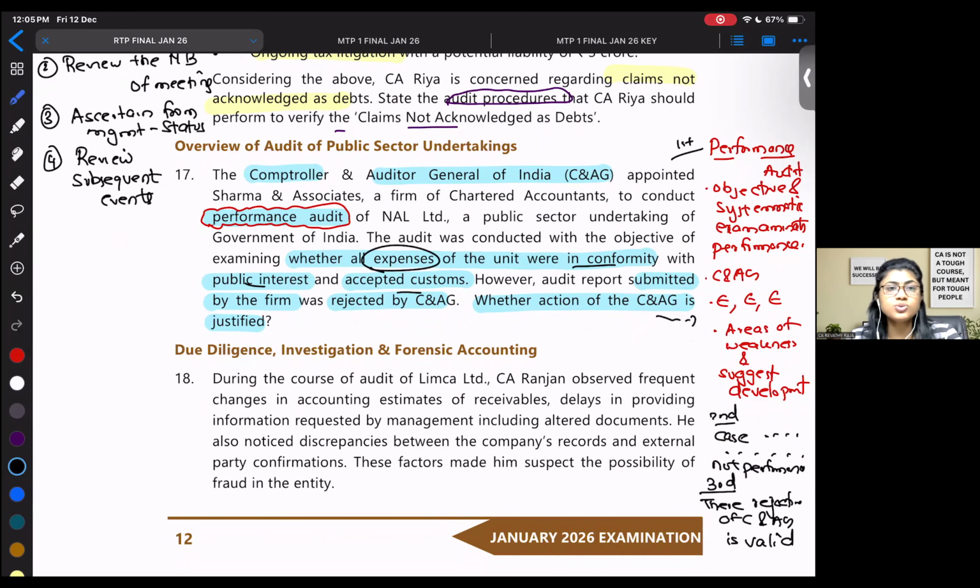So here you have to just write what is performance audit, and elaborate that. See, the entire thing is regarding performance. Simple.